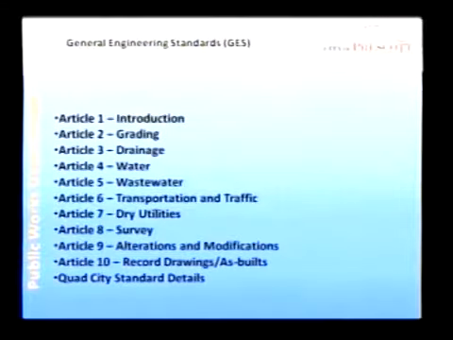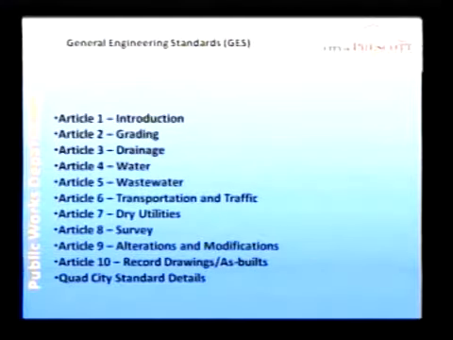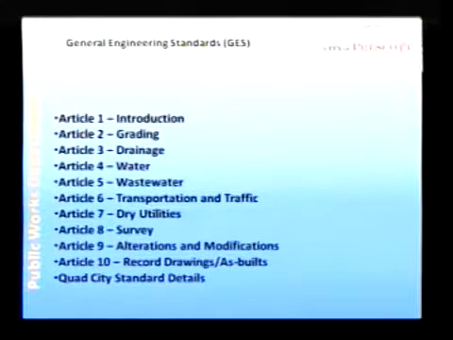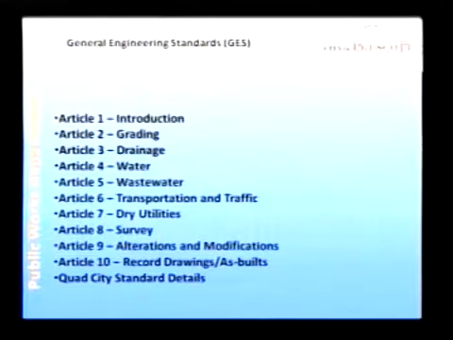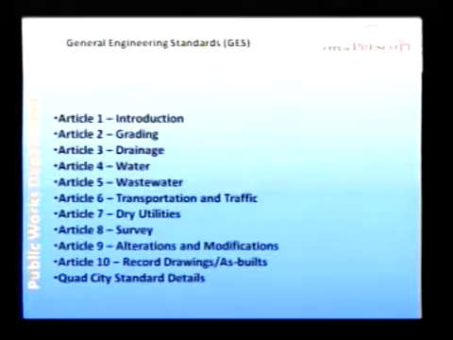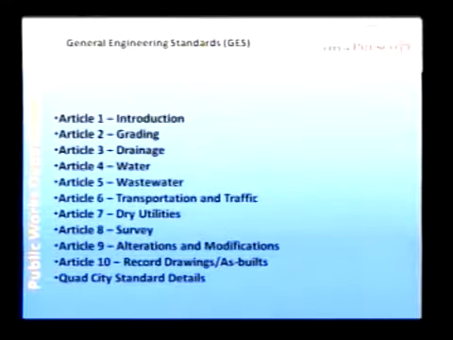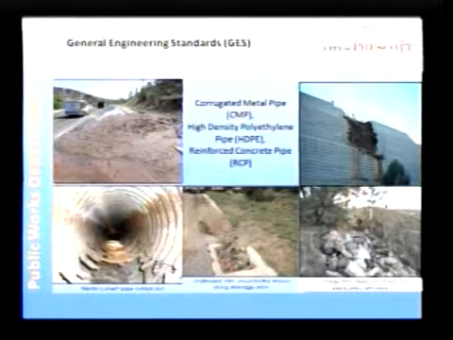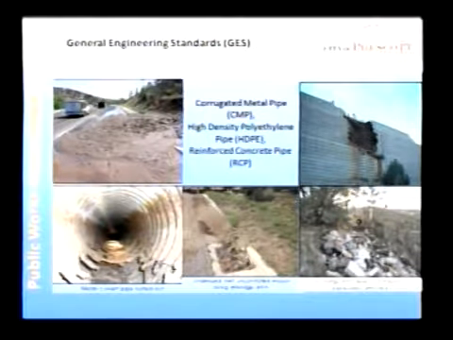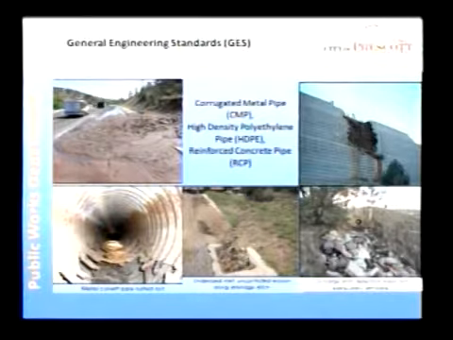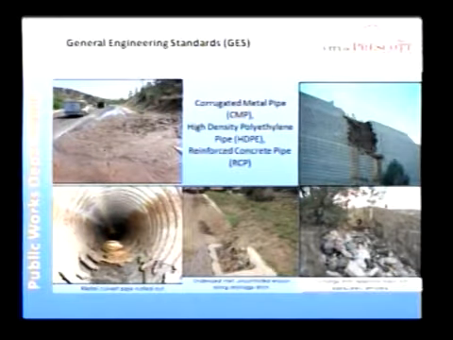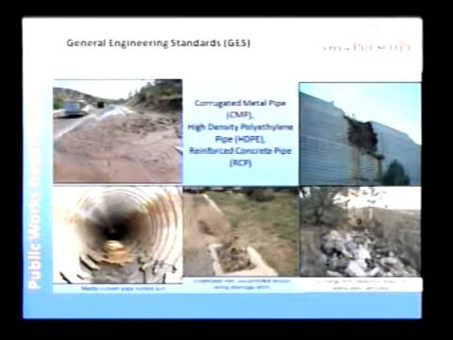Just really quickly, the GESs is broken down into 10 articles: the introduction, grading, drainage, water, wastewater, transportation and traffic, dry utilities, survey, alterations and modifications, record drawings and as-builts, and then also the standard details. I'm not going to go through all 10 articles, but I'll highlight some of the more active topics.